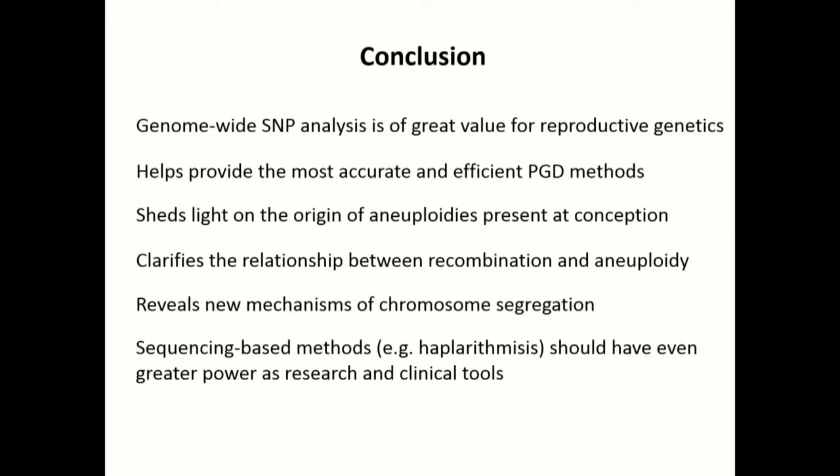It's doing a lot to clarify the relationship between recombination and aneuploidy. Of course, the relationship has been known for quite some time. If you don't have recombination, that's a risk factor. If you have recombination too close to the centromere or too close to the telomere, you may also have a risk factor. But it's giving us some more detail on that. And then finally, I think as these methodologies evolve, moving on to sequencing-based methods like haplarithmisis, which I'm sure we'll hear about next, we're going to get even greater power to start delving into not just the diagnostic potential, but also a better understanding of the mechanisms underlying these incredibly common abnormalities.